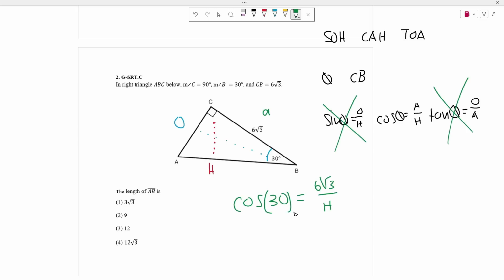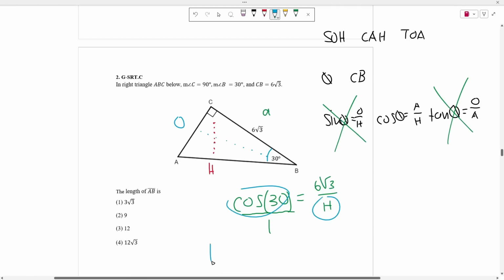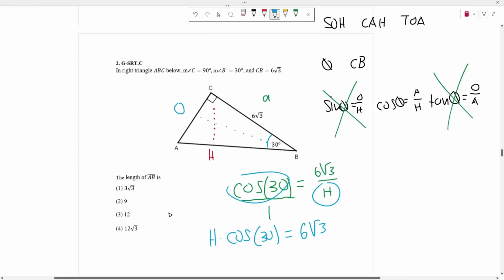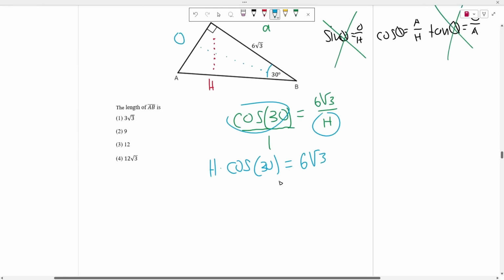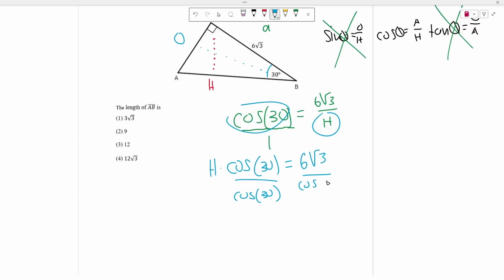Okay? Now I'm going to cross multiply. Cosine of 30 is equal to cosine of 30 over 1, same thing. Then I'm going to multiply this bottom by this top over here. So I have h times the cosine of 30 is equal to 6 radical 3, and then all I have to do to solve for my hypotenuse, which is AB in this case, is to divide both sides by the cosine of 30. And now I get that my hypotenuse is equal to 12, which is choice 3.